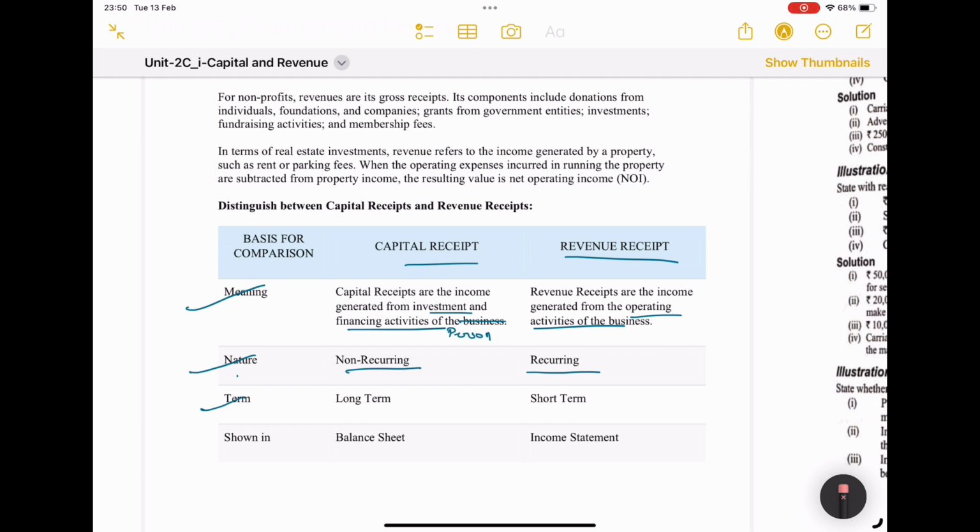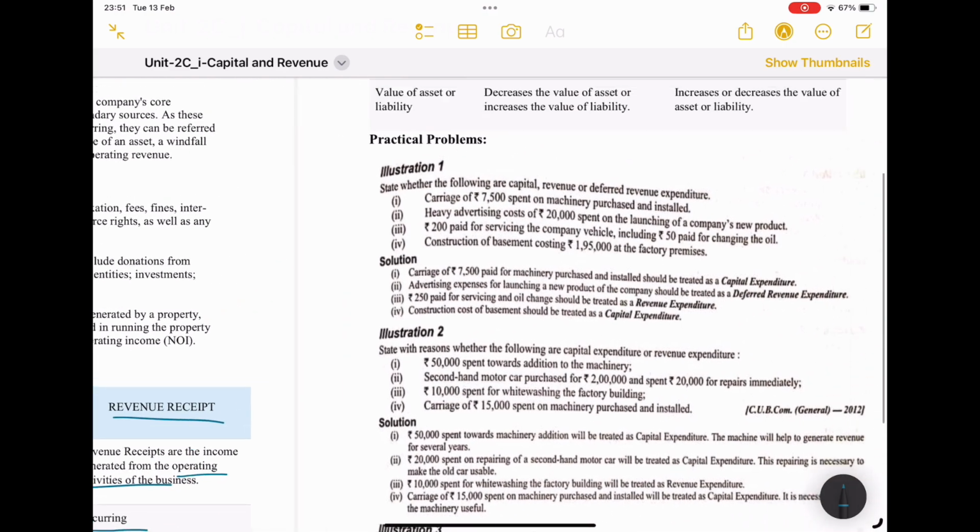Capital asset or capital gain will be reflected, or we are going to identify the capital gain, in the balance sheet of the company, whereas a revenue receipt will be shown in the credit side of your income statement. Okay, income statement means nothing but the P&L account, you should know that. Okay, next.